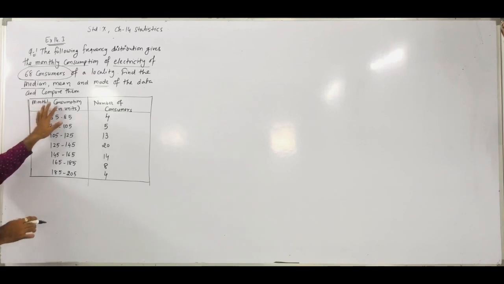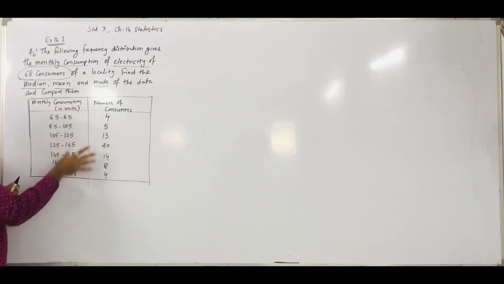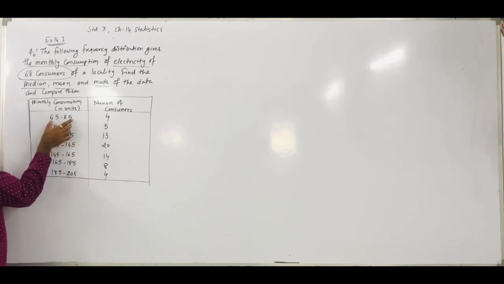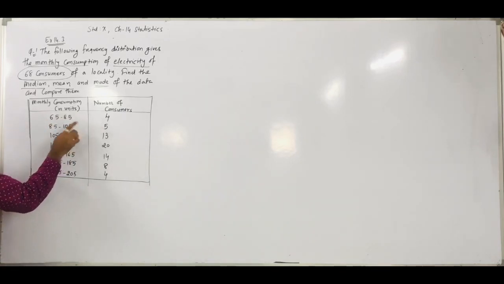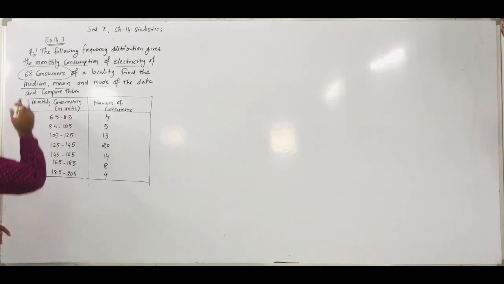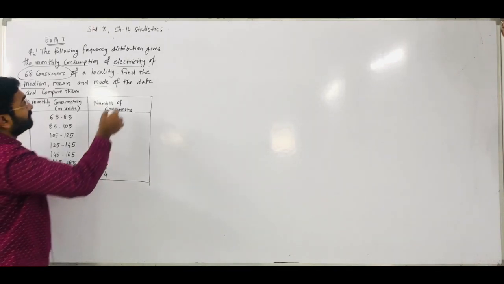Right. So monthly consumption in units is given and the number of consumers is given. The given observations mean: 4 consumers have monthly consumption between 65 and 85 units. There are 5 consumers whose monthly consumption is between 85 and 105 units. So that way the data is given. First we have to find the median, so here I write the median formula.